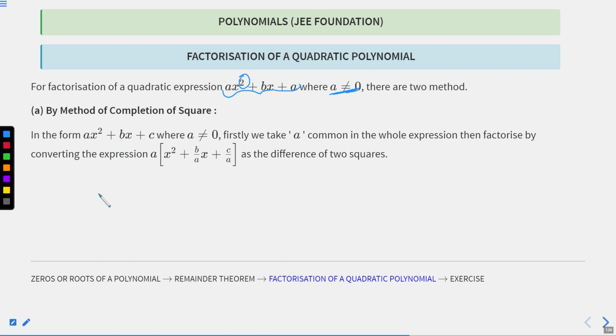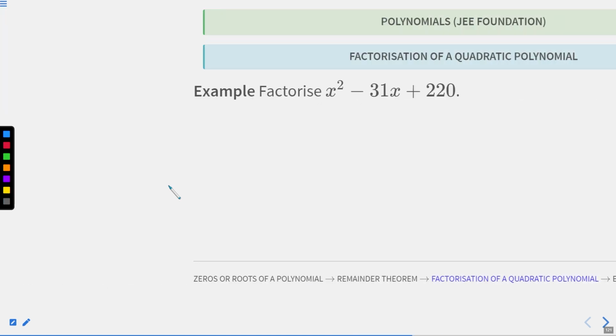So how will we do it? It is quite easy. You are given this sort of polynomial where a is any non-zero number, and first of all take a common out of every term. So you will get a times the bracket x square plus b by a x plus c by a. I hope everything is clear till this point. Now we will make a whole square.